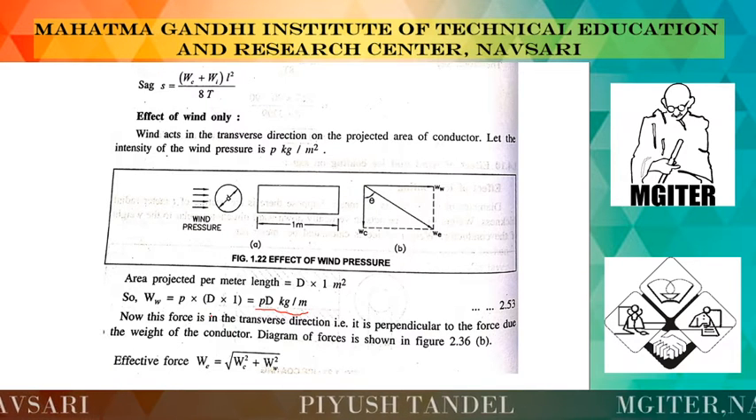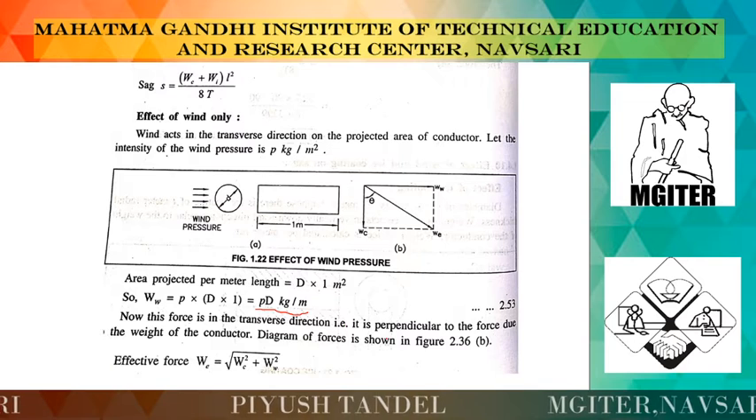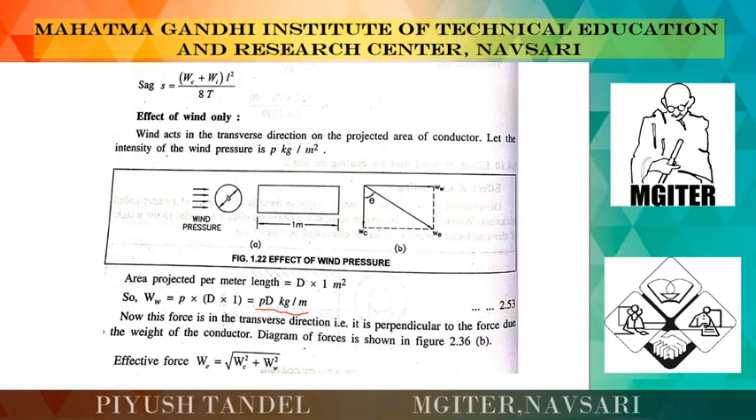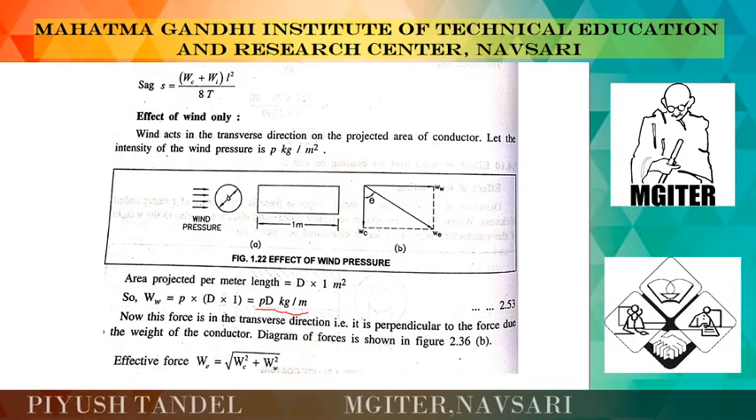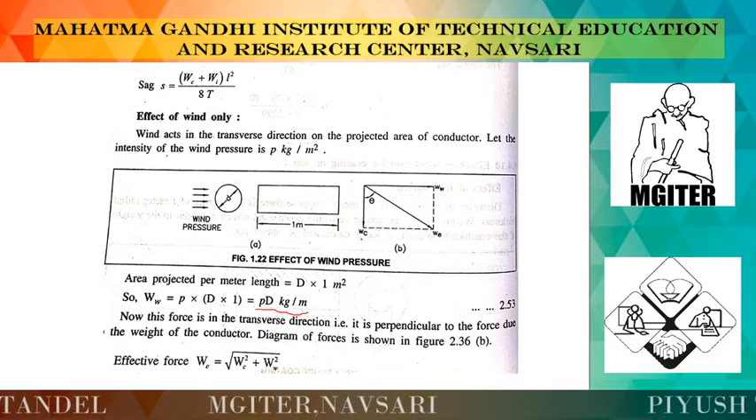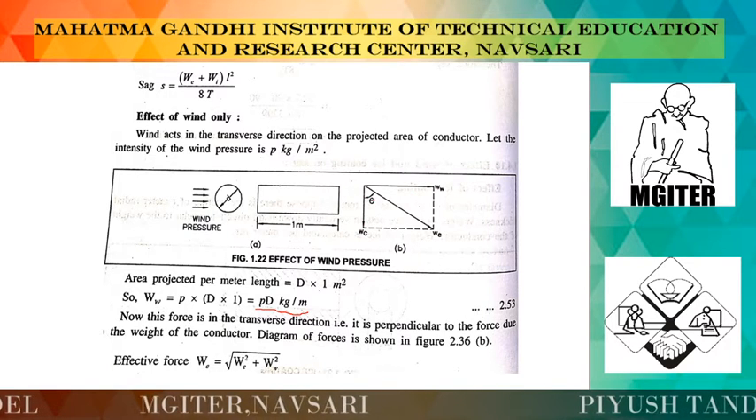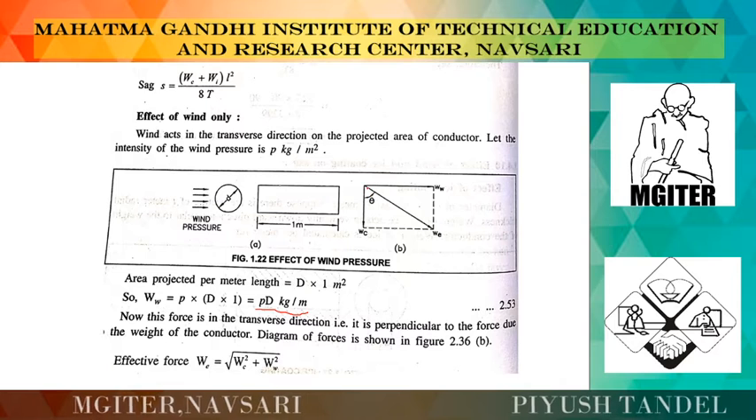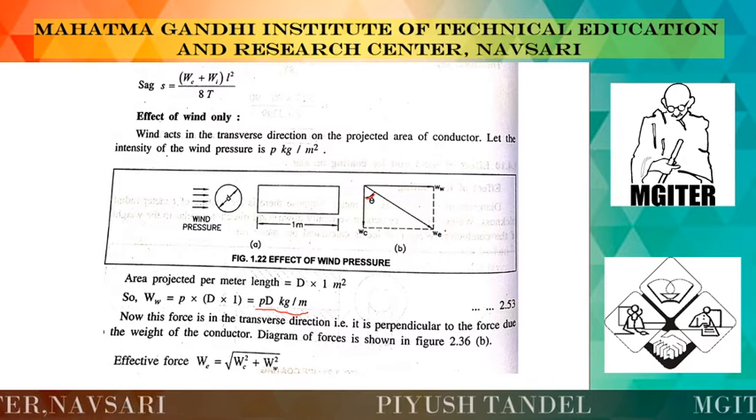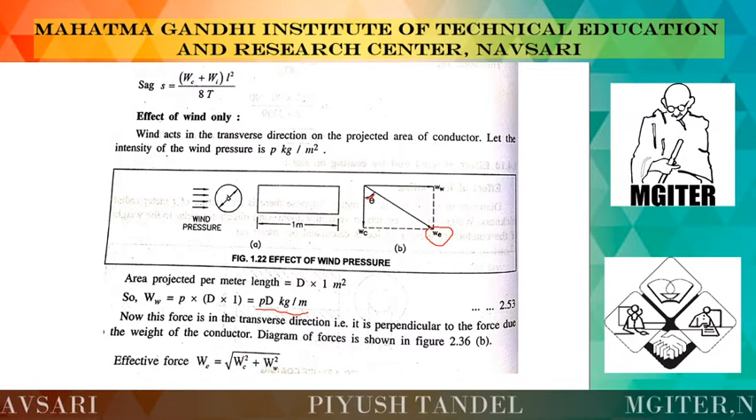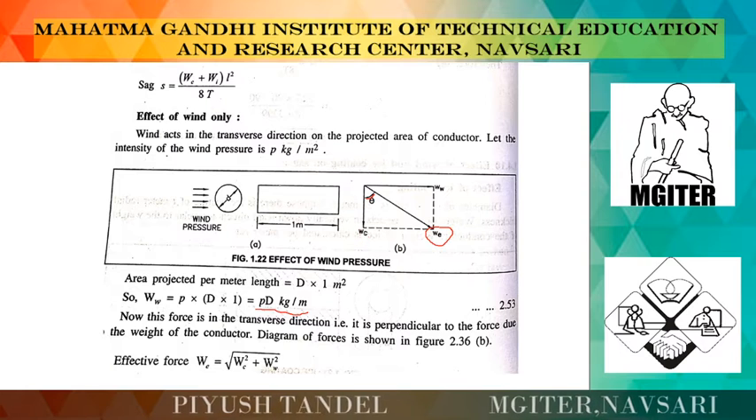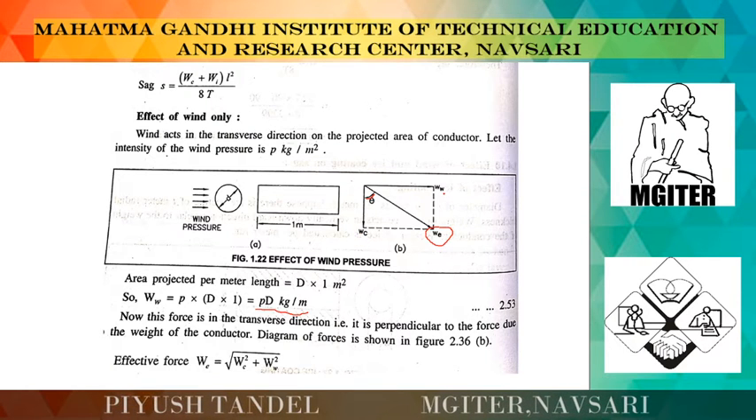Now this force is in the transverse direction, that is, it is perpendicular to the force due to the weight of the conductor. The diagram of the forces is shown in the figure. Here the wind pressure acts in this direction, and the weight of the conductor acts in the downward direction. So the equivalent force is acting at an angle theta. The equivalent force We is given as the square root of Wc square plus Ww square, where Wc is the conductor weight and Ww is the weight due to the wind pressure.